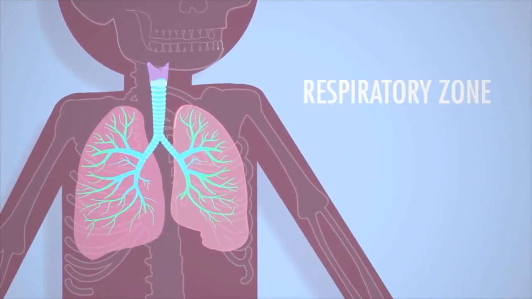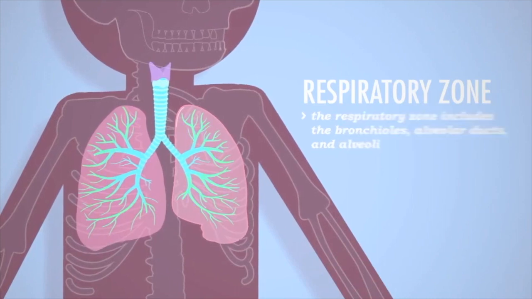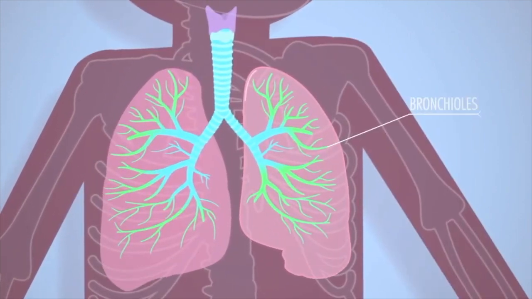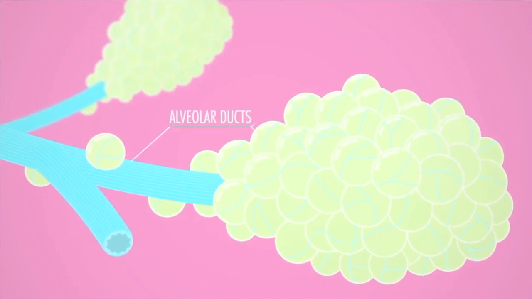The respiratory zone is where gas exchange with the pulmonary capillaries occurs and is composed of simple cuboidal epithelial cells in the respiratory bronchioles and simple squamous epithelial cells in the alveolar ducts and alveoli.